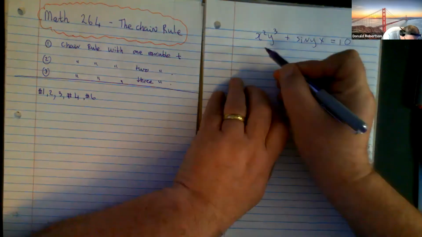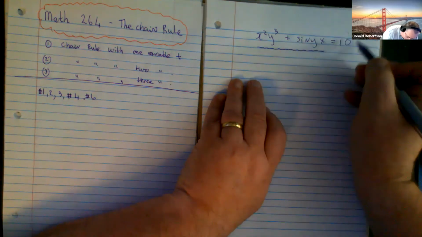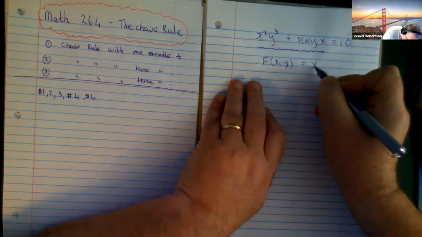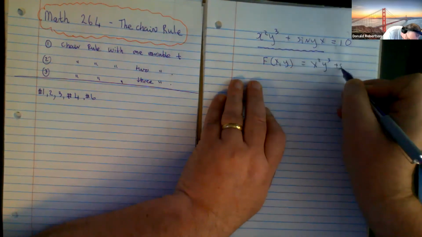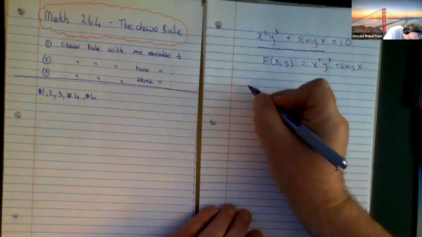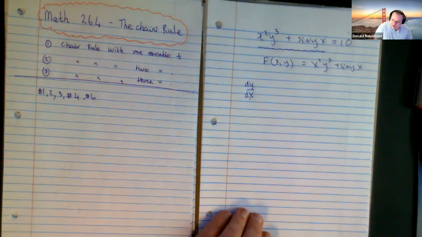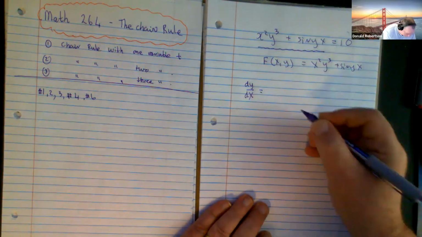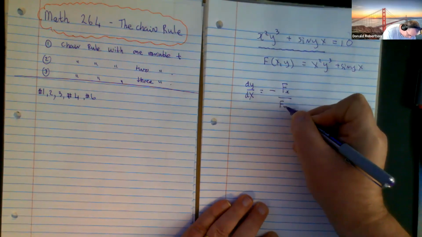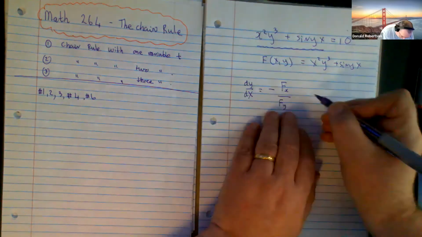So the first thing you're going to do here is take all the bits that have x's and y's. The number doesn't matter. And you're going to call that f of x, y. So in this case, you've got that guy. And if you want to find the derivative, your good old fashioned Calc 1 dy by dx, the answer is, let's show you how you do it.